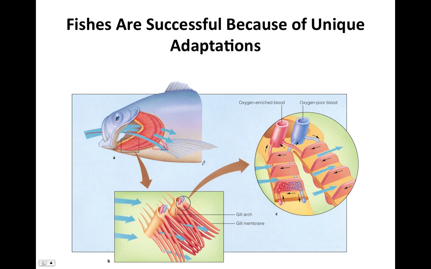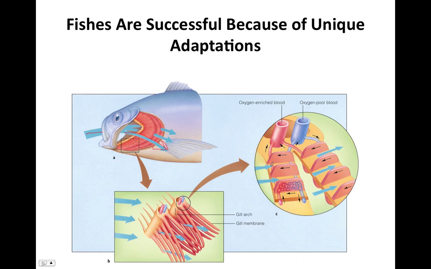I think I have that correct. But the red is oxygen rich and the blue is oxygen poor. So what happens is blood comes from the heart in the vein, or in this blue blood vessel. I don't know if it's called a vein. This is the blue blood vessel. The blood comes from the heart, and then it comes to this blood vessel, and it goes into these gill membranes on this side and on this side.